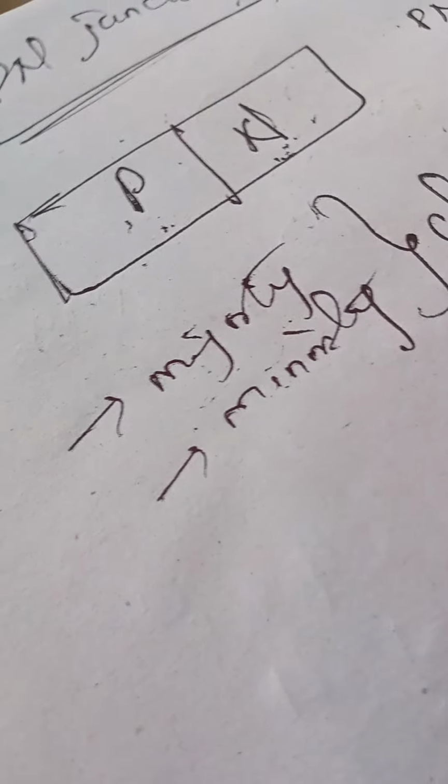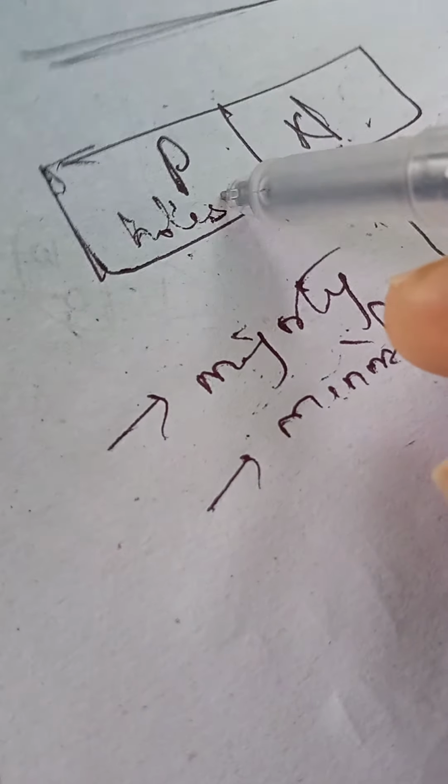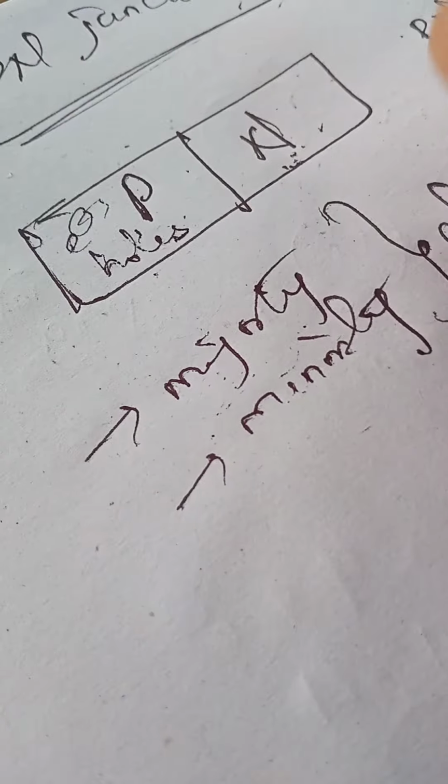So in p-type, what are the majority carriers we have? In p-type, the majority carriers are holes and minority carriers are also there, the minority carriers being electrons. In n-type, the majority carriers are electrons and the minority carriers are holes. So let us draw this diagram. Here we have p-type, here we have n-type.